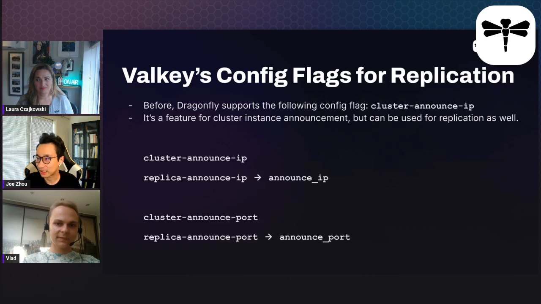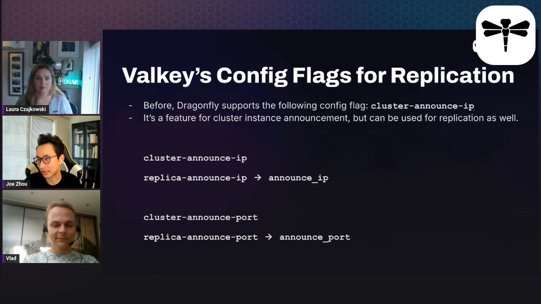Next up, I guess this is for compatibility reasons, because from what I read from the PR, we have the cluster announce IP flag, which is for cluster node announcement. We think that it's quite similar, or exactly the same functionality as replica announcement. So we decided to consolidate these flags. Cluster announce IP in Redis or Valkey, and replica announce IP in Redis or Valkey, are just announce IP in Dragonfly. Similarly for port.